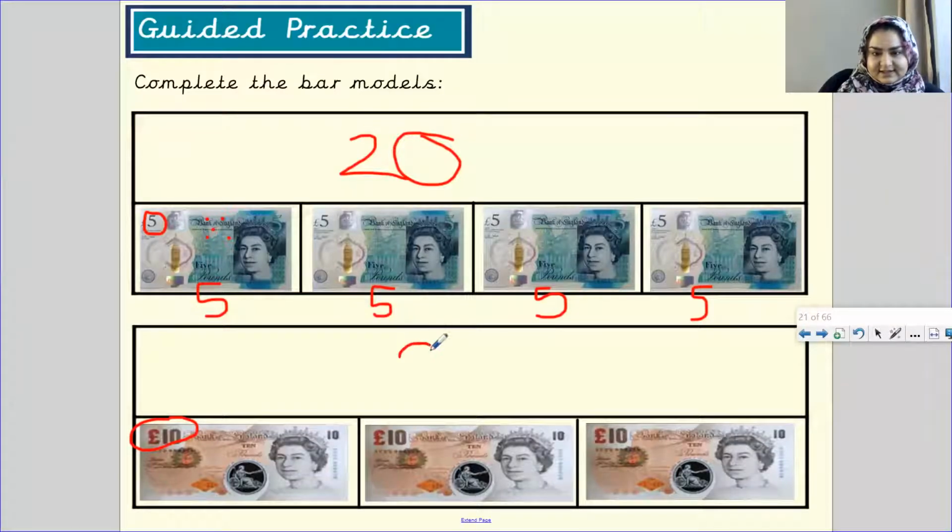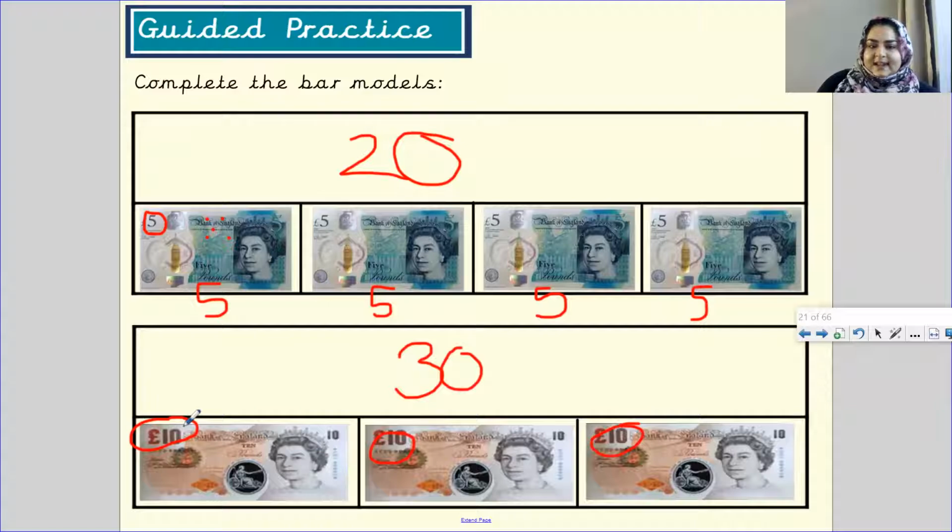Fantastic. So the answer is 30. The reason it is 30 is because in my bar model, the total is 30 and it's been split into 3 parts. And when you split 30 into 3 parts, it becomes 10, 10, 10. So now this part is worth 10, then this is worth 10, and then this is worth 10.